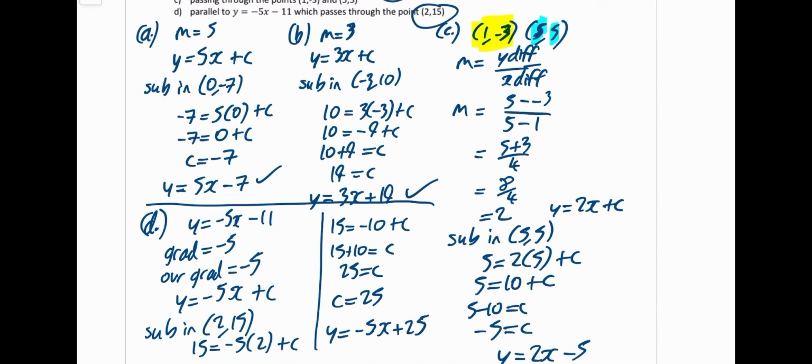So that is it. We have covered our general equation of a straight line. We've covered sketching graphs. We have covered gradient, midpoint, length, and also finding the general equation of a line.